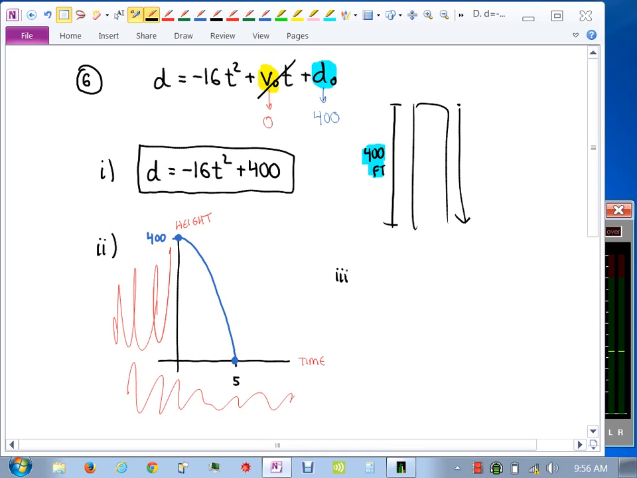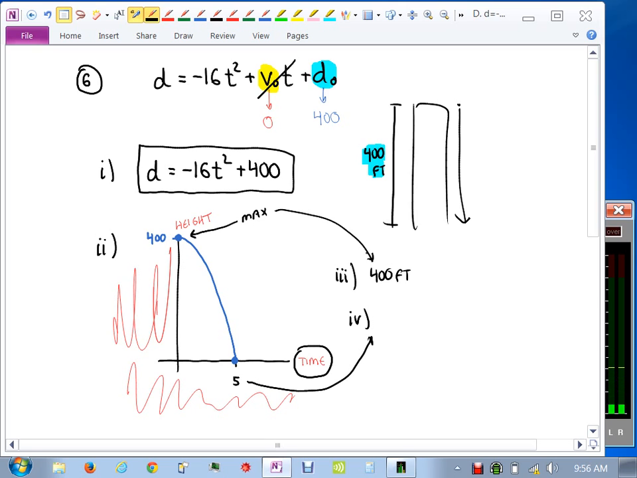Part 3, what was the maximum height of the ball? Well, that would be when the ball was right in here. That's the maximum height. And that would be 400 feet. And then to answer 4, how long does the ball take to hit the ground? Well, that's a time measurement, and it's exactly when we get the x-intercept, which is going to be at 5, but that's measured in seconds.